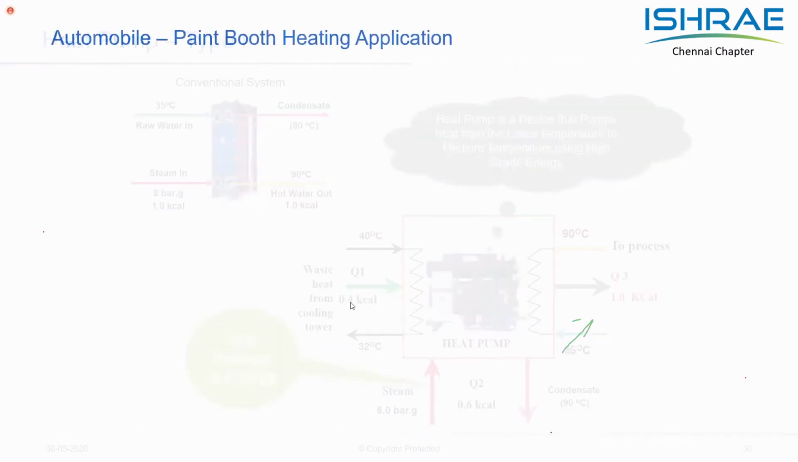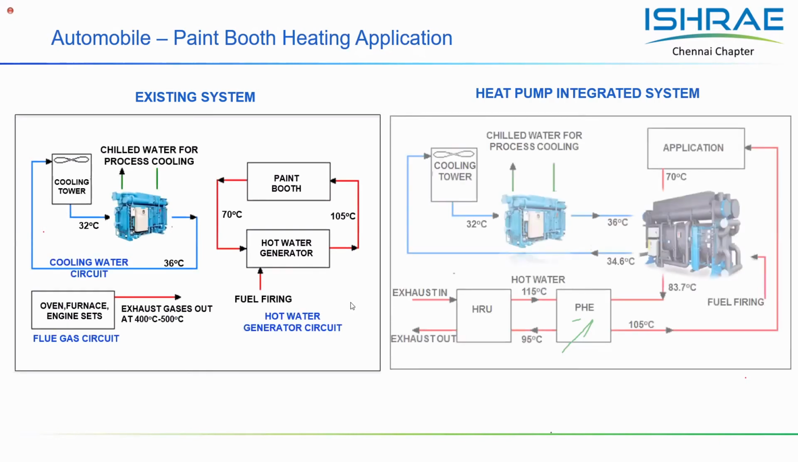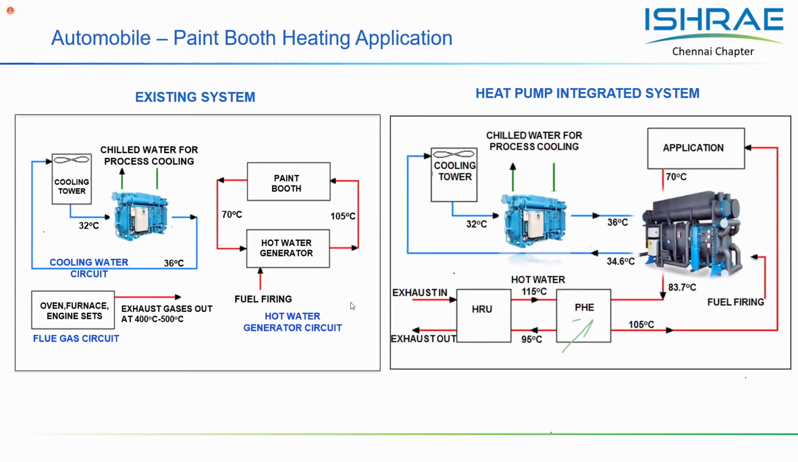So this kind of heat pump is very well used in a lot of applications, including simpler applications like boiler feed water heating or process hot water requirements, etc. One application I would like to mention here is in the automobile industry, where you have paint booths or parkerizing systems, where you need hot water circulated through the system to maintain the temperature of the paint or the chemical temperature, so that the process happens smoothly.